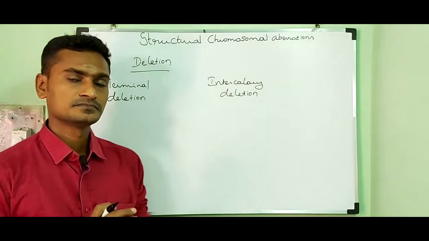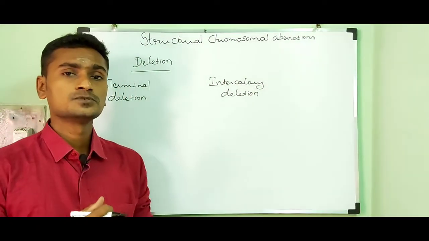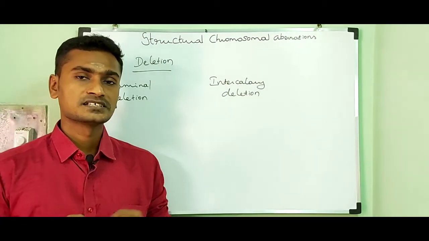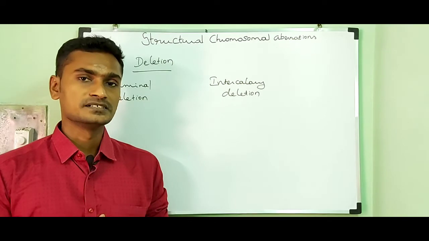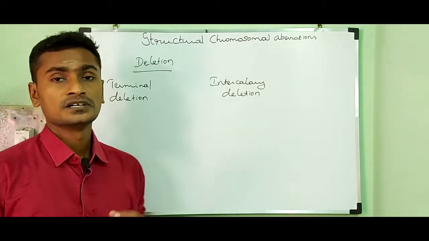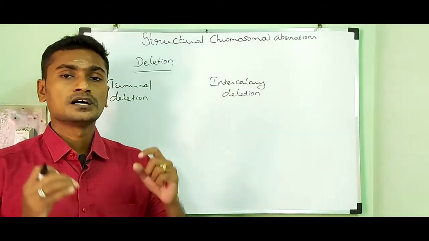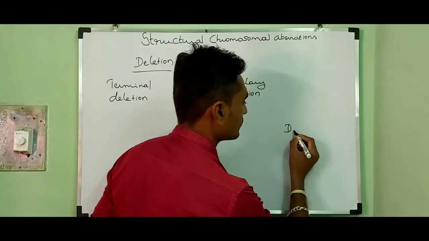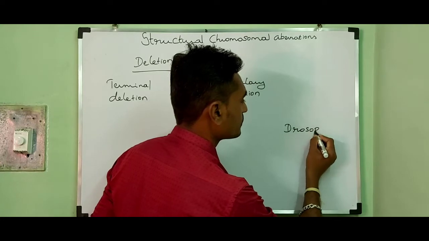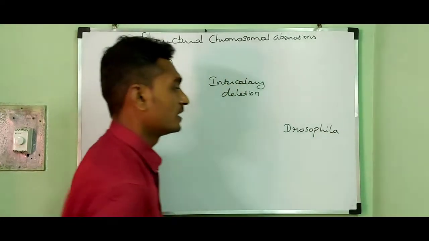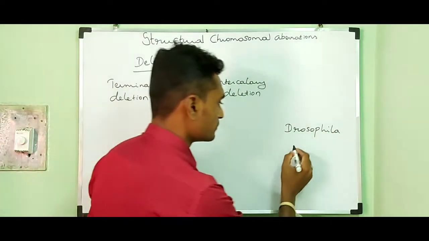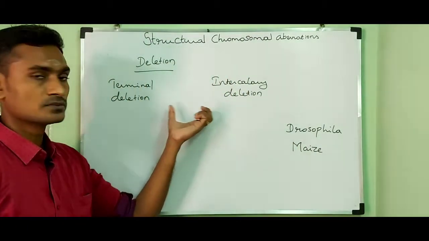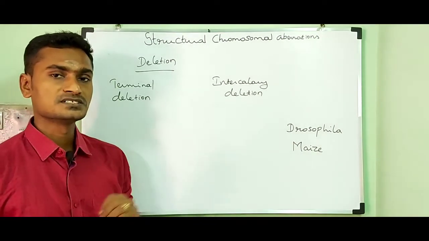This type of deletion mutation is caused by mutagens like drugs, chemicals and radiation. These deletion mutations are observed or reported in the fly Drosophila, and observed in the plant maize. Now I am going to define the two deletion processes.